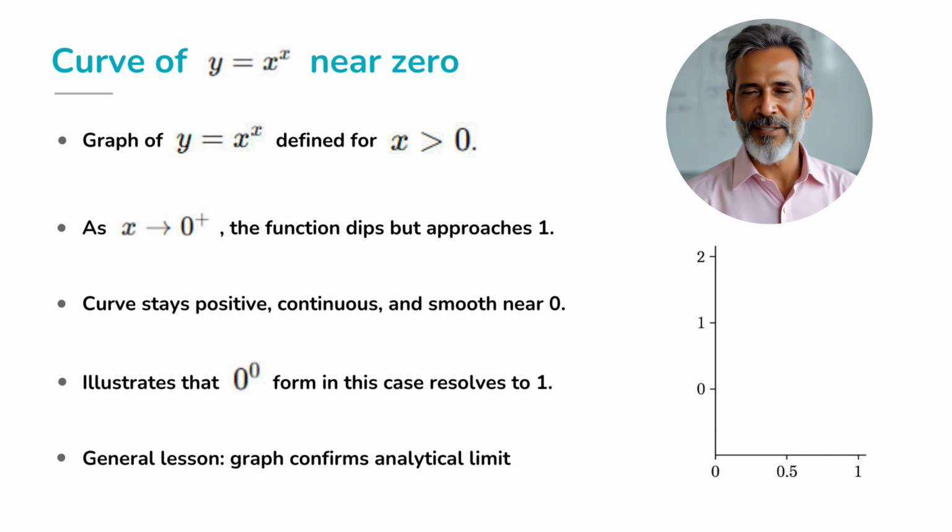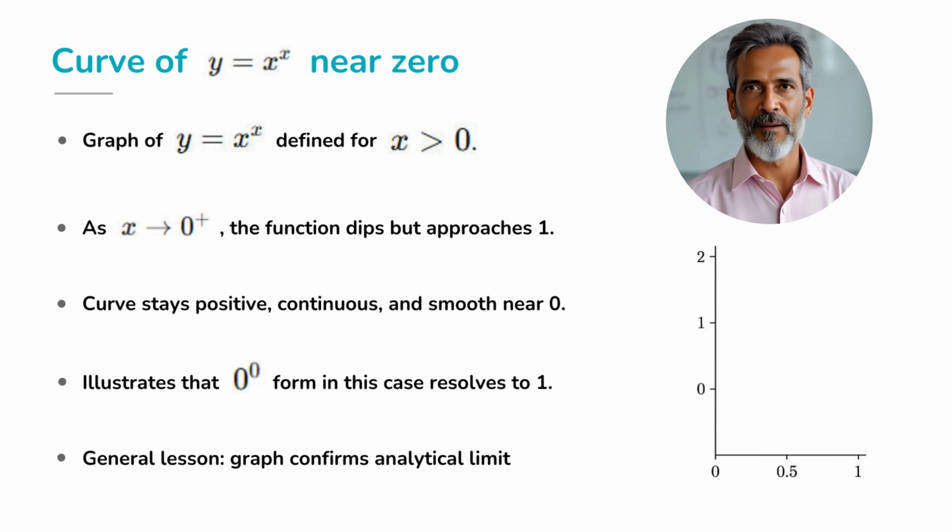Let's also check this result visually. If you plot the graph of y equals x raised to the power x, defined for x greater than 0, you'll see something beautiful. As x approaches 0 from the right, the curve approaches the point (0, 1). The function dips smoothly but never touches 0. Instead, it hovers and glides towards 1. So both the graph and the algebra agree. The limit of x raised to the power x as x tends to 0 plus is indeed 1.